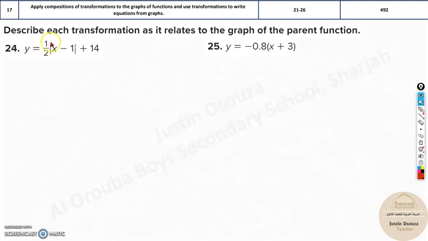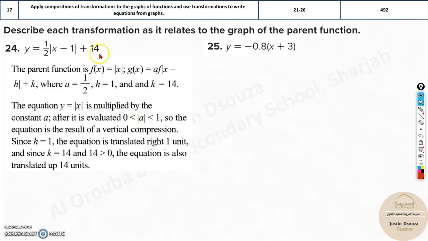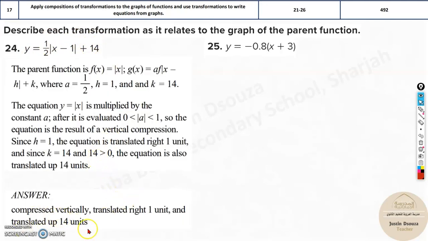What about this? y equals half into the absolute value of x minus 1, plus 14. You can easily see this last part is translated up by 14 units. Just by looking at this, you can eliminate some options. But what about the other things? Is it more than 1 or less than 1? It is less than 1, half. So it is compressed vertically.